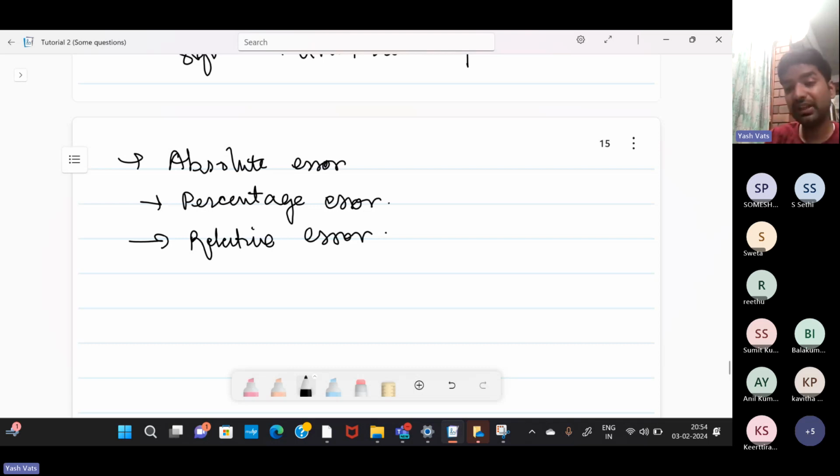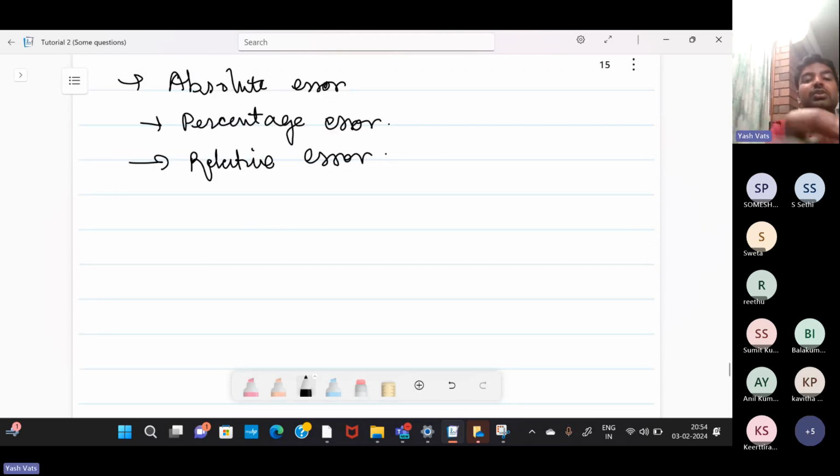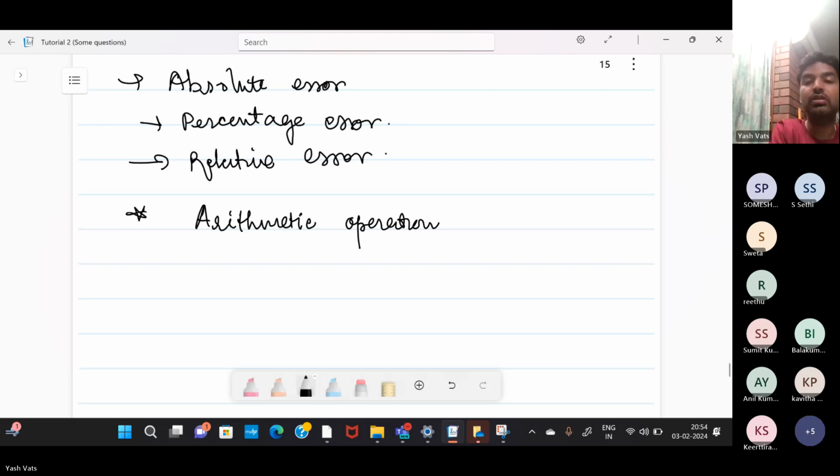What are the arithmetic operations on errors? Okay, next thing is arithmetic operations. Does anybody know how to add 2 errors? Errors can be added simply like the way you add numbers. That's it. Subtraction also can be done in that way.